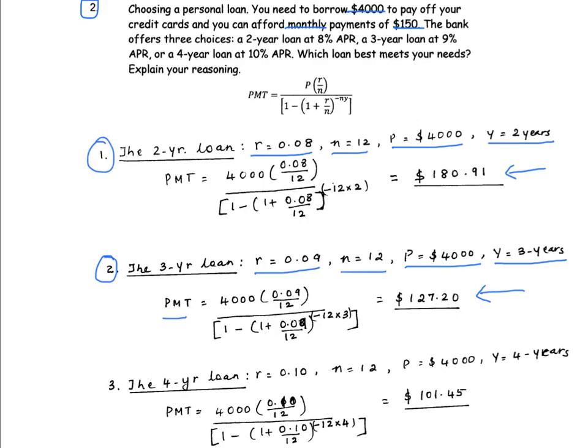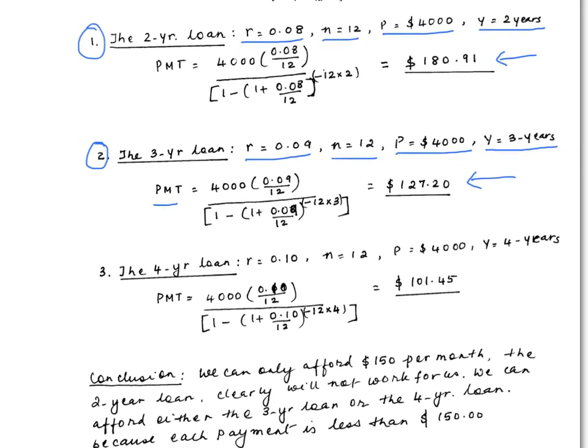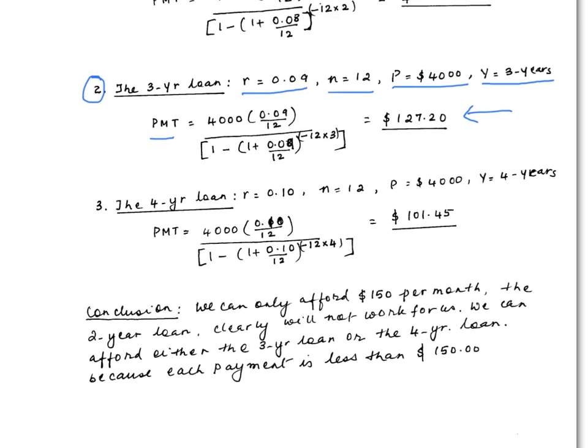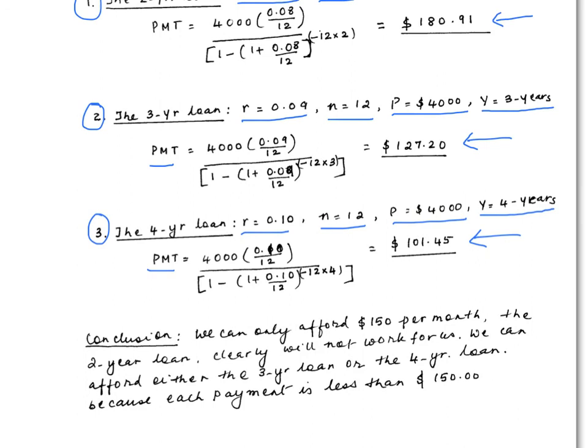Now, let's look at the third option. So we have the 4-year loan. So that tells us that the loan term is 4 years and y equals 4. The principal is $4,000. It's a monthly payment, so n is equal to 12. The interest rate is different. It's 10%. Plugging all the numbers into the formula to figure out the monthly payment, we get $101.45.